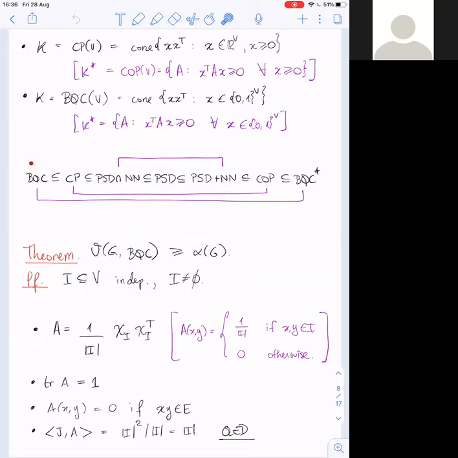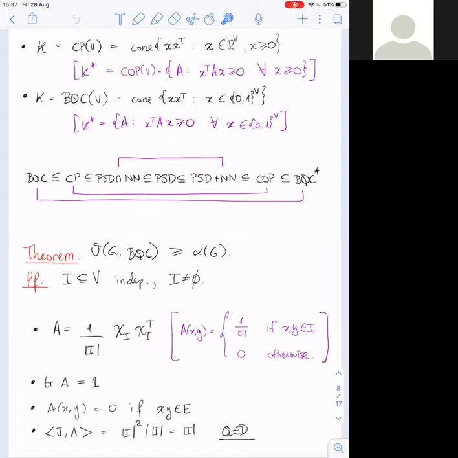So the Boolean quadratic cone is a subset of the cone of completely positive matrices. A completely positive matrix is both positive semi-definite and non-negative. And positive semi-definite matrices are always a sum of a positive semi-definite matrix plus a non-negative matrix. And this is the dual cone of this cone. So that's what this means. It's just the dual of this.